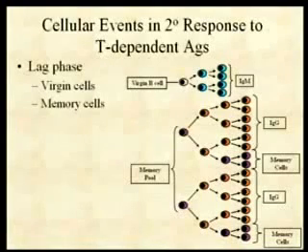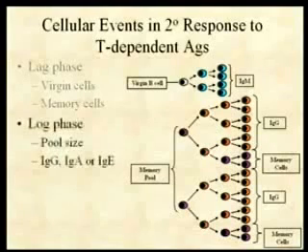So the bulk of the response is coming from these cells, and if the bulk of the response then is in an IgG or an IgA or an IgE response. So because of this increased pool size, we get a lot more of this antibody produced as well.